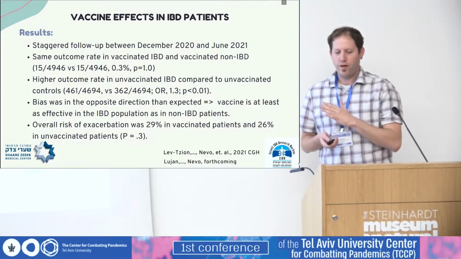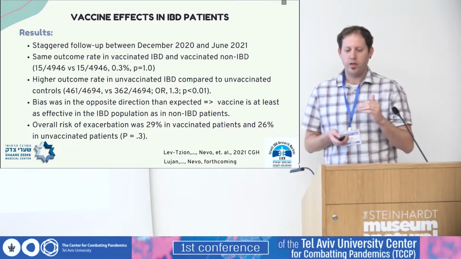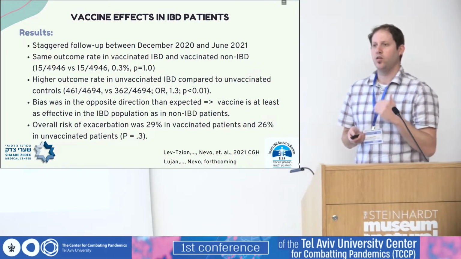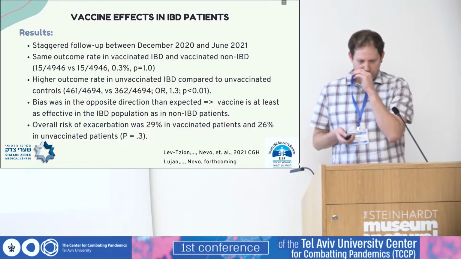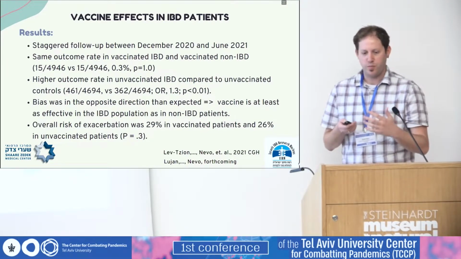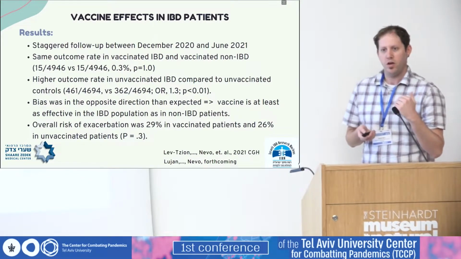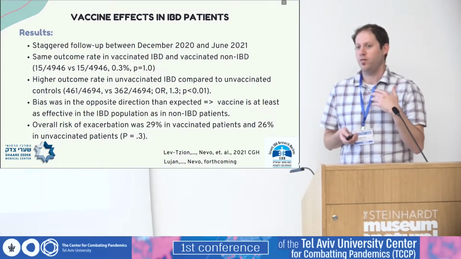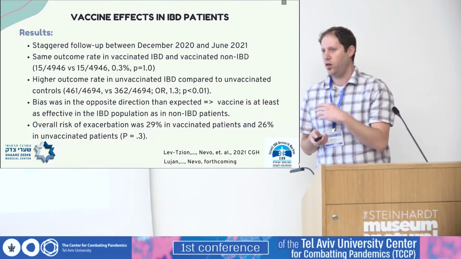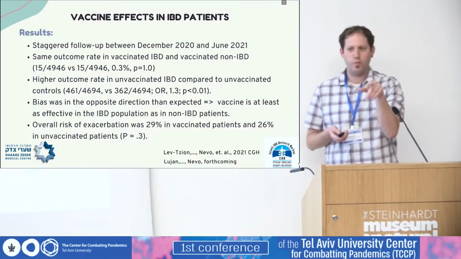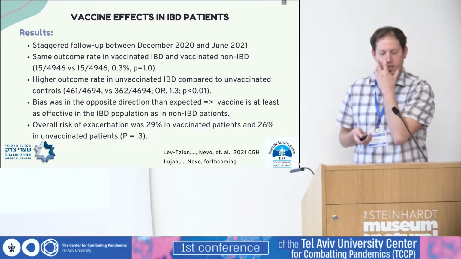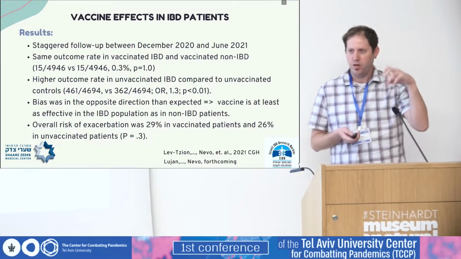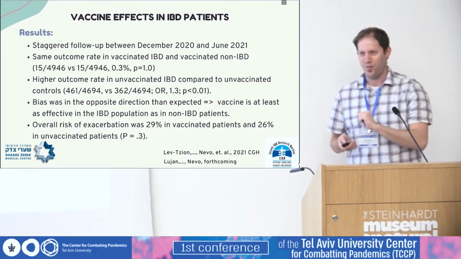So we also looked at the unvaccinated IBD patients, and we saw that they actually had a higher outcome rate than the unvaccinated non-IBD patients, which tells us that if there was any bias in this experiment, it was in the opposite direction than expected, right? It seems like the vaccination prevented even more cases in the IBD population than in the non-IBD population. And as was mentioned earlier today, these results were also consistent when we looked at, I hope I'm saying it correctly, people that were on TNF inhibitors. So the results were consistent. Yeah, okay, thank you for nodding.